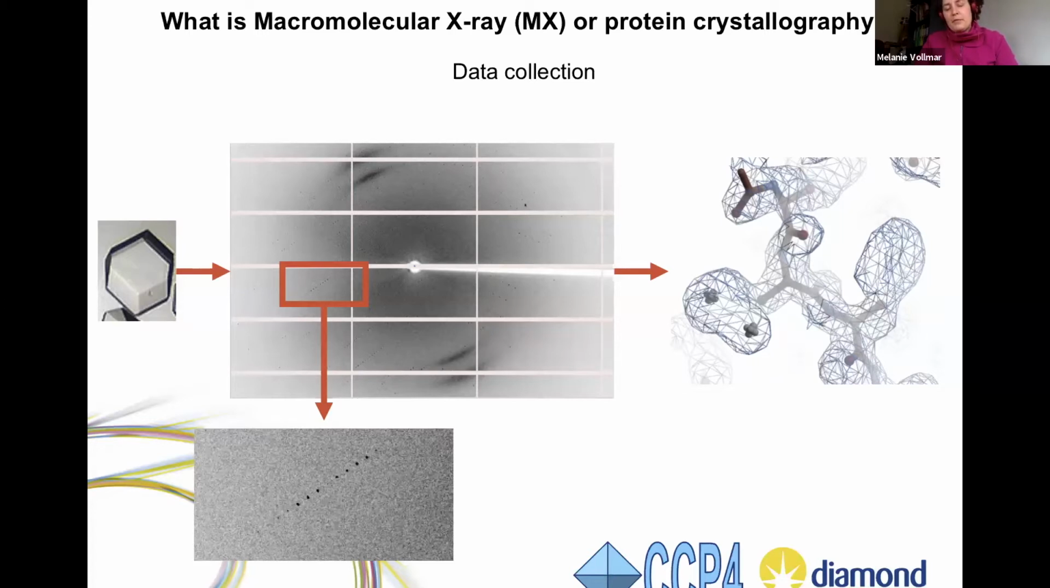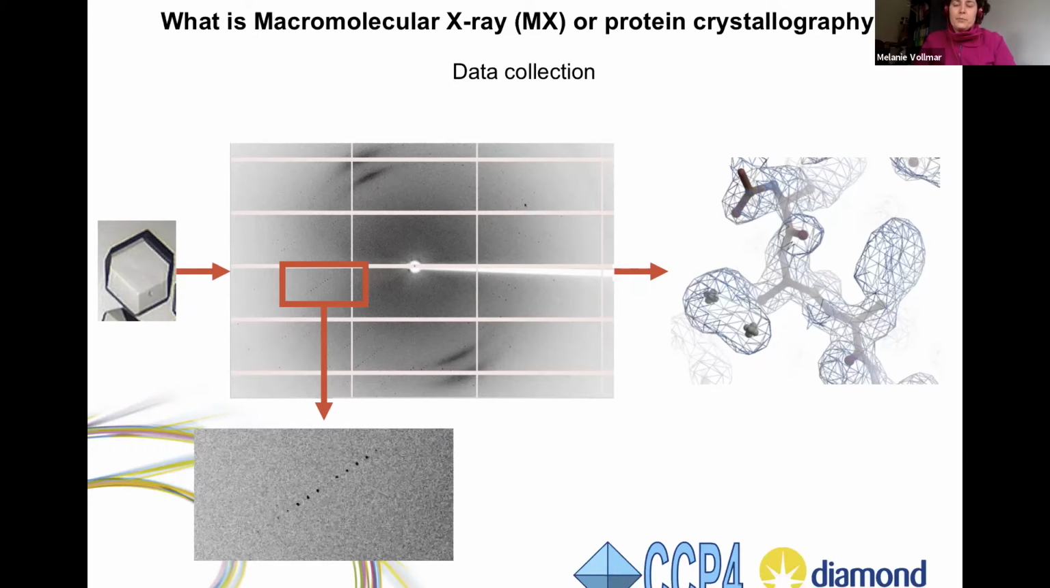In experimental phasing, we introduce a heavy atom, or we use some atoms that are naturally part of the protein, to basically collect the before and after data sets and have a phase shift in between. And this phase shift helps us to calculate the missing phase information from the diffracted beam.